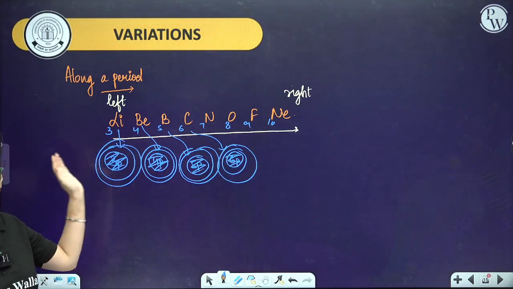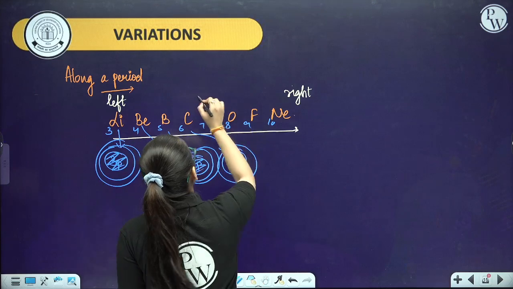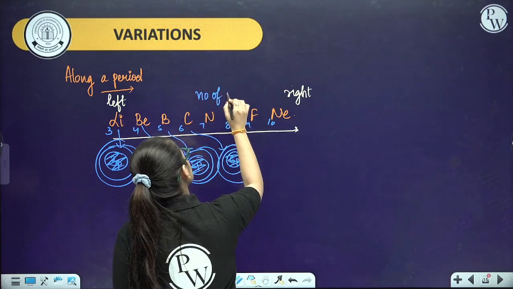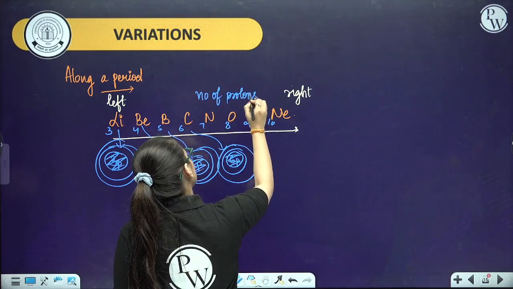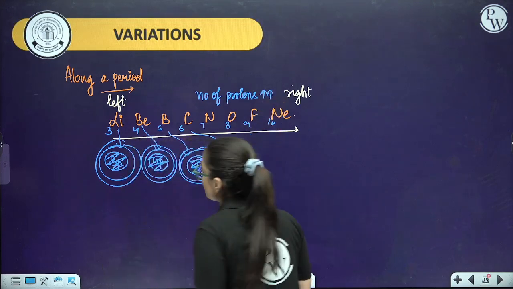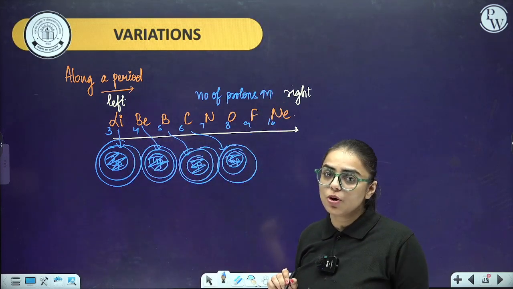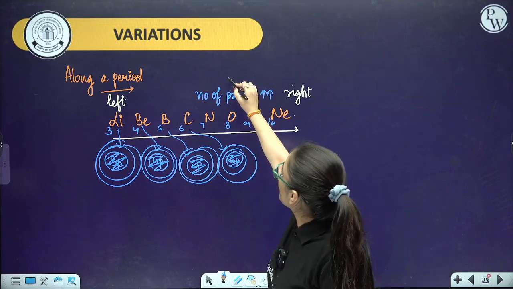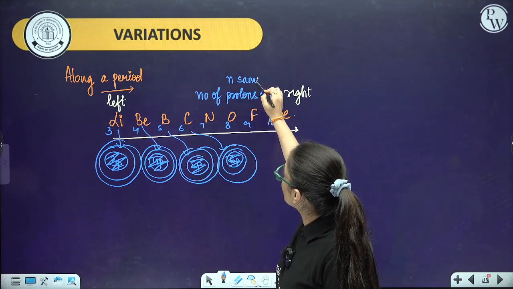So what do you observe when you are moving from left to right? Number of protons increases. Only protons are increasing, not shells. The shell is the same. They belong to the same period. So the n value is the same for all of them.